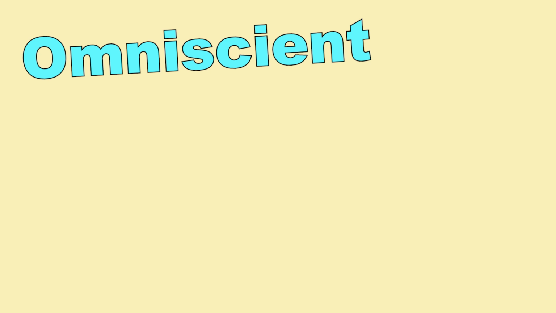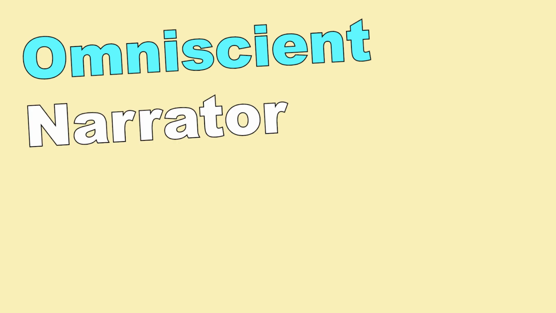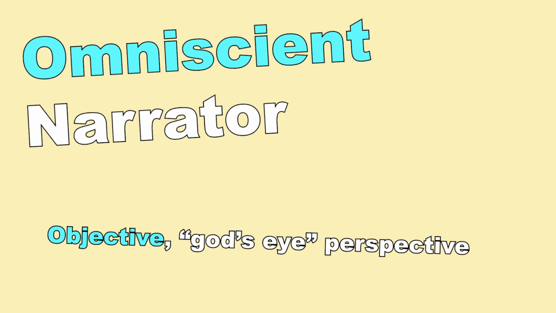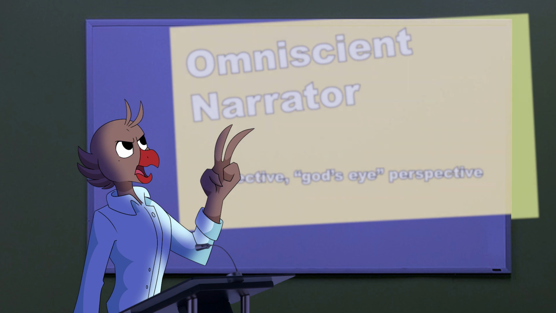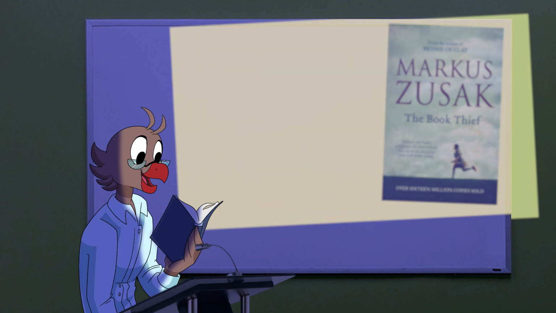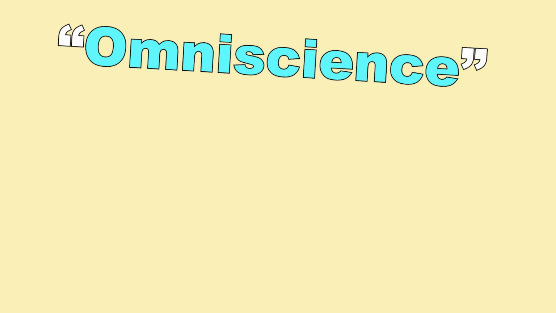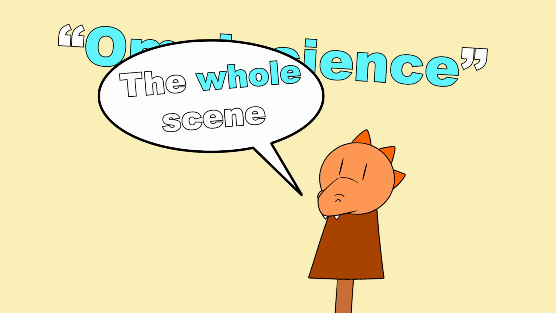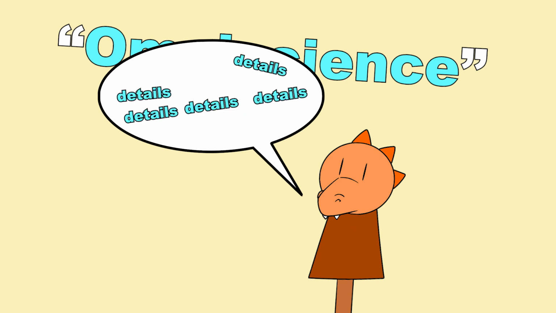A far more common type of focalization, especially in science fiction and fantasy, is what's typically called the omniscient narrator, where the narrator takes ostensibly an objective God's eye perspective, where they can tell the reader basically anything. This is usually done in third person, though not necessarily. For example, The Book Thief by Markus Zusak uses a rare first-person omniscient narrator. Practically for the story, omniscience means that the narrator can describe whole scenes, giving the reader as many or as few details as the author wants, regardless of whom in the scene witnessed those details, if anyone.